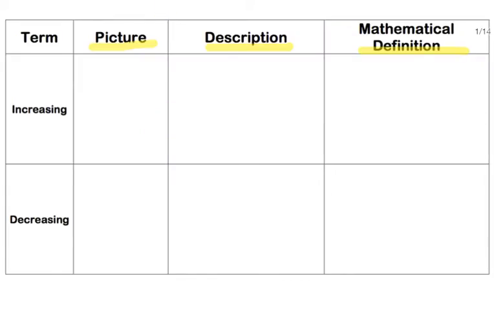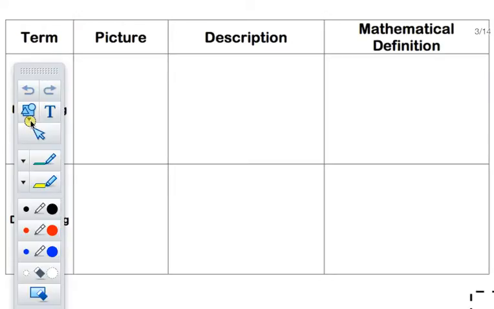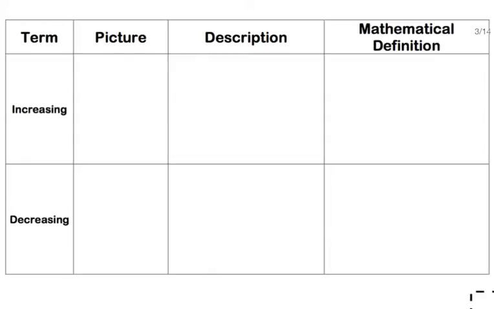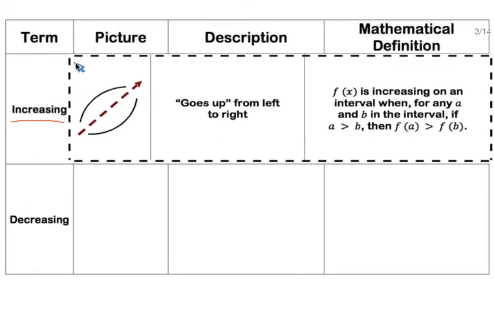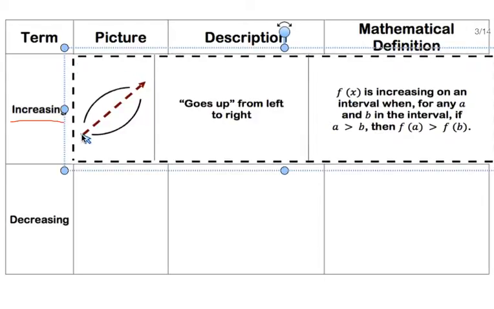Okay, so for instance, I will help you on the first one. Our first term is increasing, and the terms and definition that goes with that is this one, and it just says it's a picture, a graph that's increasing. It says goes up from left to right, and then mathematical definition here.